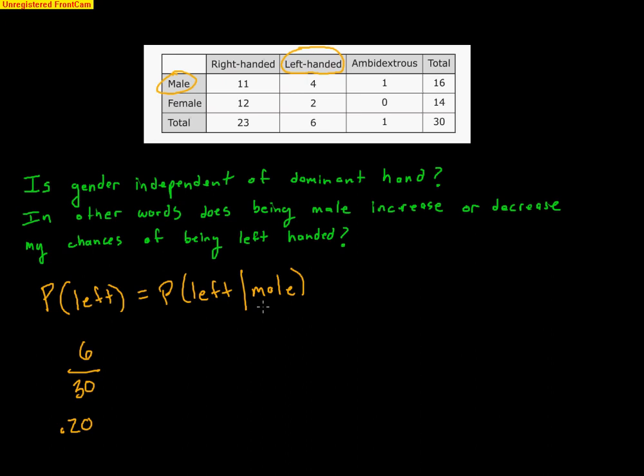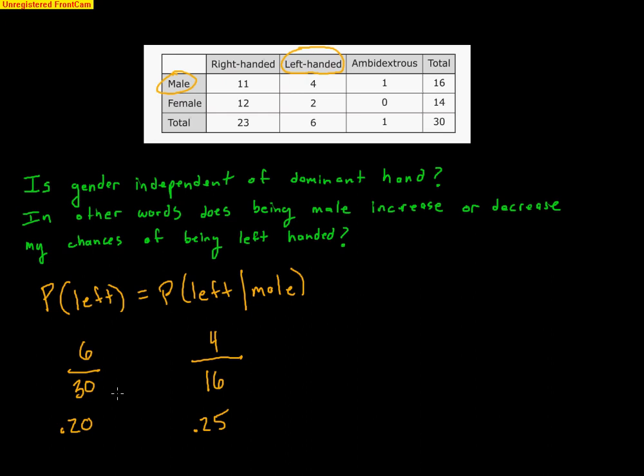Given that I'm a male, now remember, this changes my denominator because I'm only allowed to look at the 16 males. If I know I'm a male, that reduces it down to 16, right? I'm only allowed to look at the 16 males, and of those 16 males, 4 are left-handed. So 4 out of 16 is 25%.